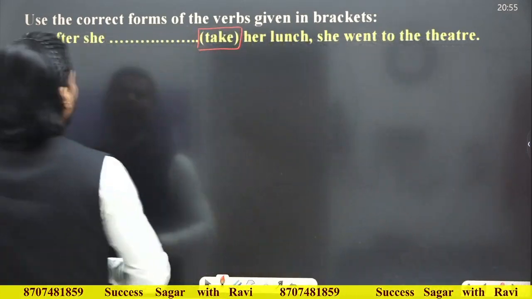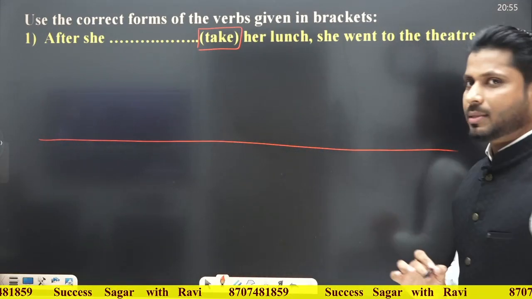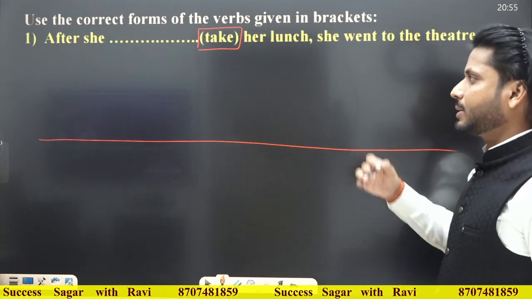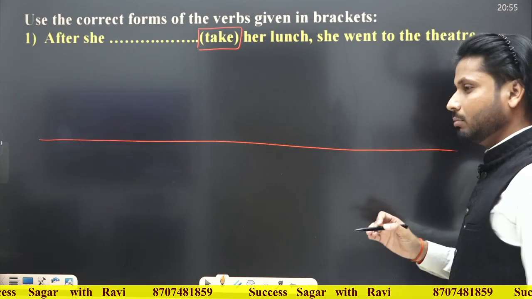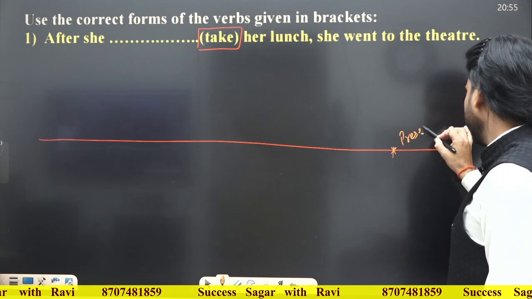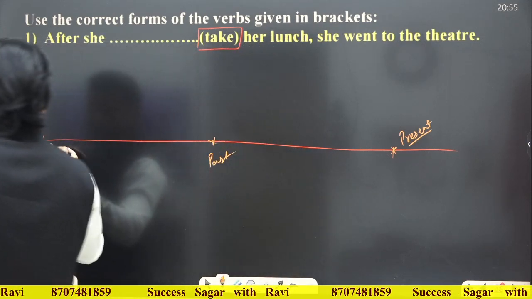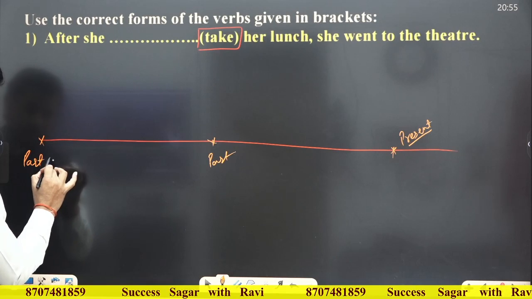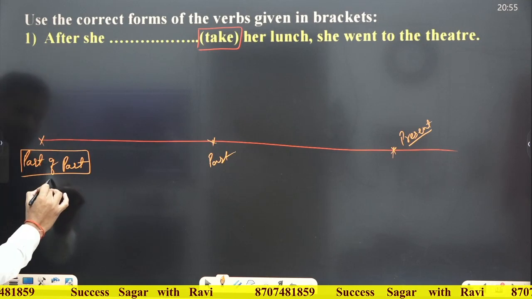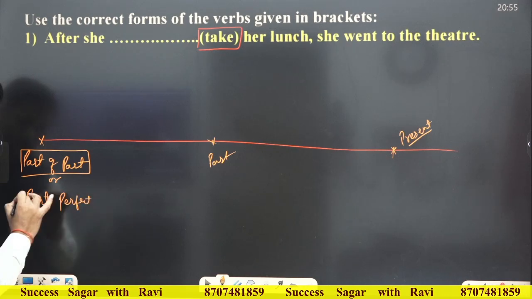Okay. After. Again, we are going to talk about this particular time scale. The same time scale we have learnt earlier. This time scale will help you understand the concept effectively and in a proper manner. This particular point is considered present. What about this one? This one is past. And what about this one? This is called past of past. And as I told you earlier also, past of past is nothing but past perfect. And what is a past perfect tense?